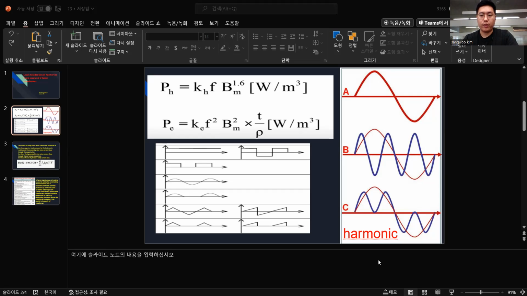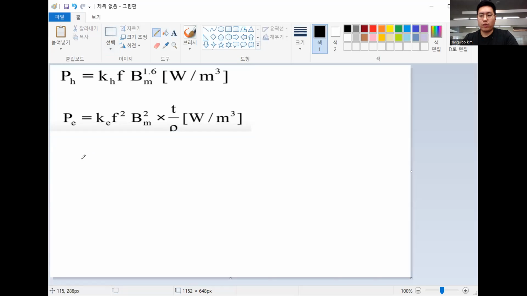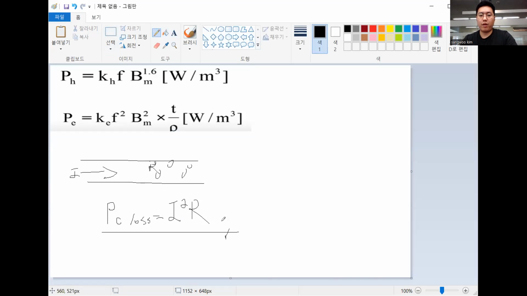As you can see, there's copper. It's a cable. If the current flows here, there's some resistance R. Because of that, we say copper loss is I squared R. It becomes hot, heat, and this is a total loss.